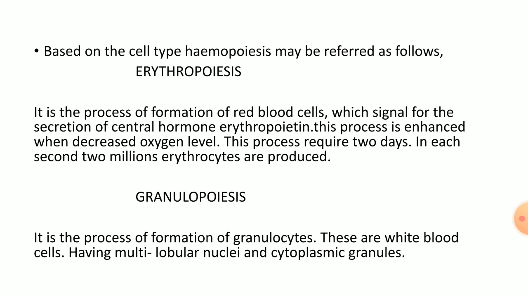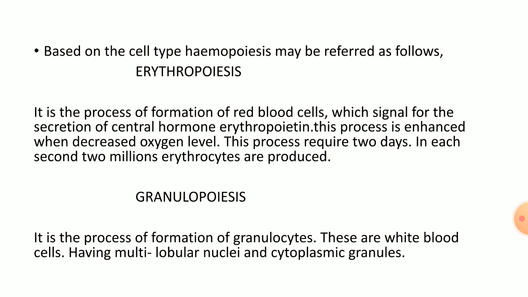Based on the cell type that differentiates at the end of the developmental process, hemopoiesis may be referred to as follows. The first one is erythropoiesis. The process of formation of red blood cells is known as erythropoiesis. It is enhanced by a decreased level of oxygen in the blood, which signals the secretion of erythropoietin. Erythropoietin is a central hormone for the formation of red blood cells. Erythropoiesis takes on average 2 days to complete, from precursor to mature red blood cells. Two million erythrocytes are produced every second in our bodies.